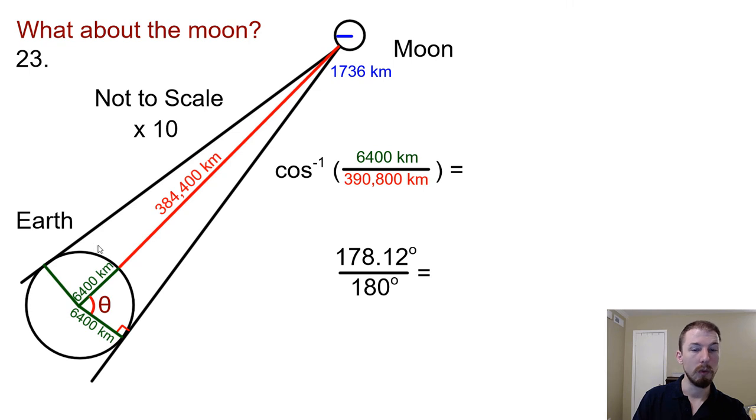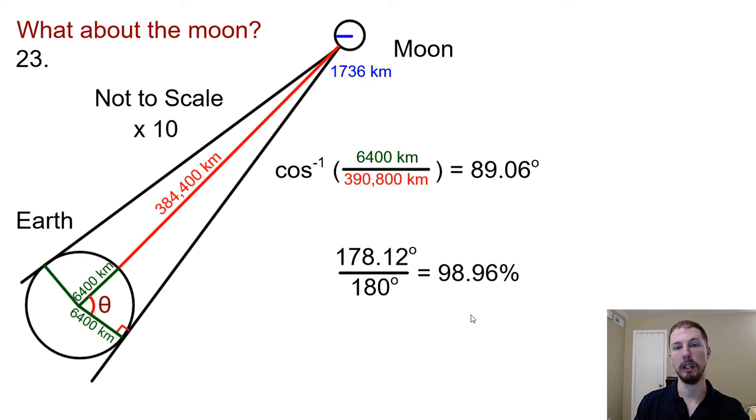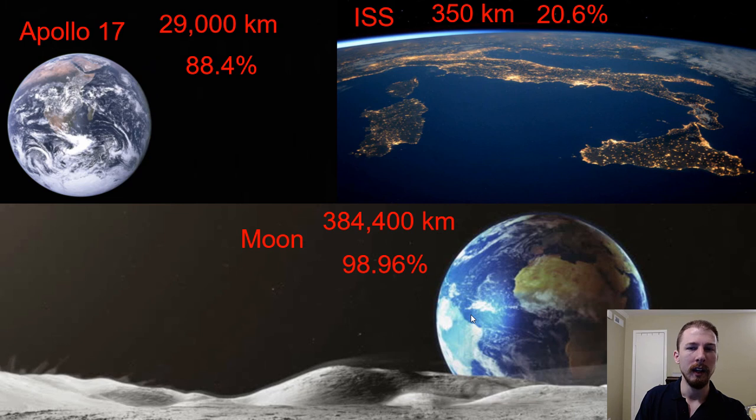All right, so what about from the moon, the distance of the moon? Certainly we can see much more by using inverse cosine. I can actually figure out that we can see about 98.96% of half of the Earth from the moon, because we're so far away. That leads us to be able to work backwards and estimate how far away they were from the Earth during the Apollo 17 mission when they took the famous photo of the blue marble.